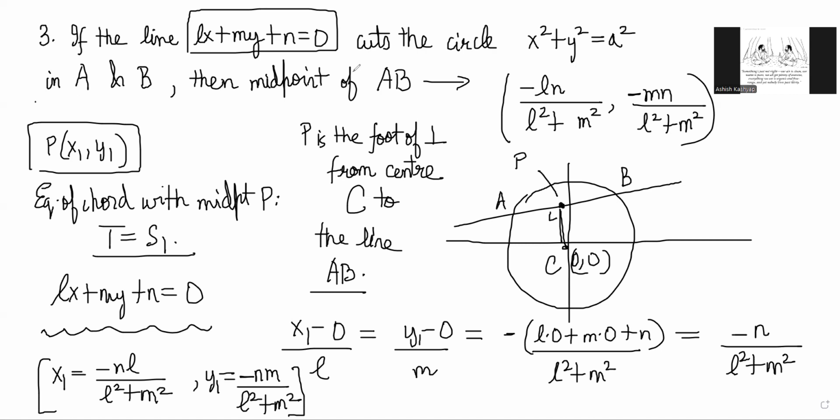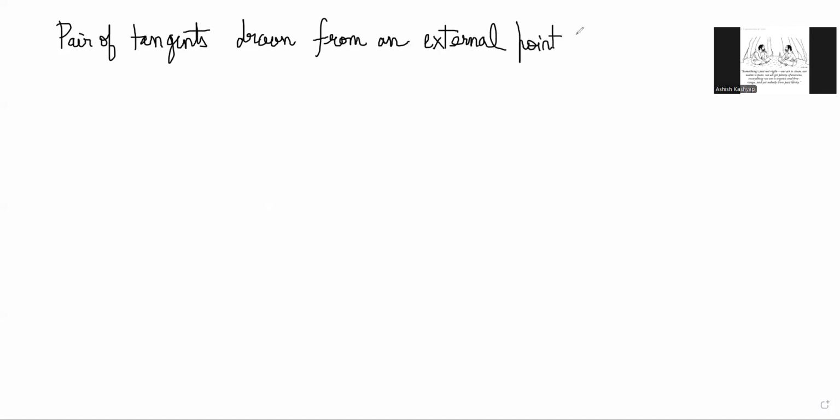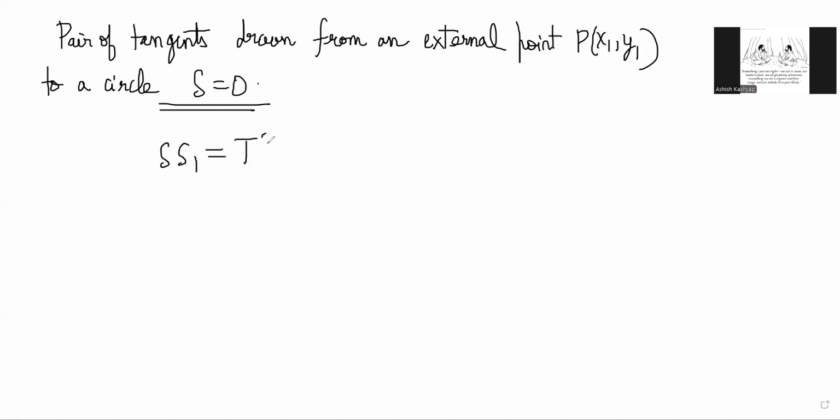The next item is pair of tangents drawn from an external point P (x1, y1) to a circle S equals 0. And the way to write this equation is S1 is equal to T square.